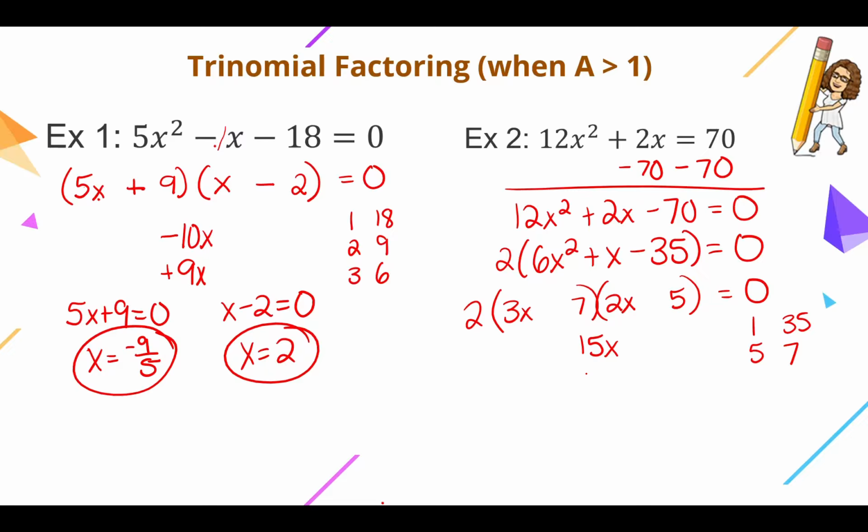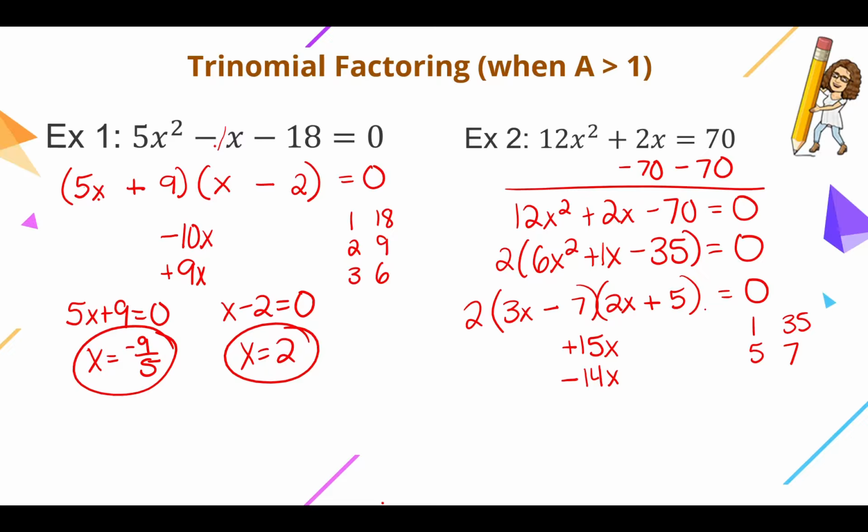7 times 2x is 14x. Can a 15x and a 14x make a positive 1x? Yes, right? If it was a positive 15 and a negative 14, that would cause that. So now let's transfer our signs up. So 3x times 5 gave me 15x, so I need that to be a positive. And then I need the other guy to be negative. Negative 7 times 5 also gives us that negative 35 that we're looking for.